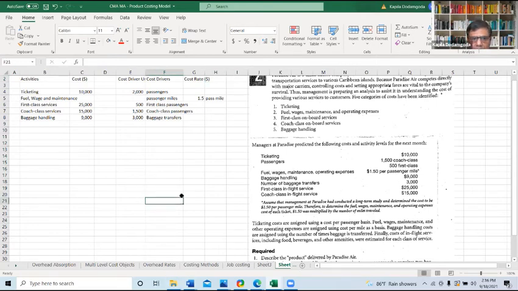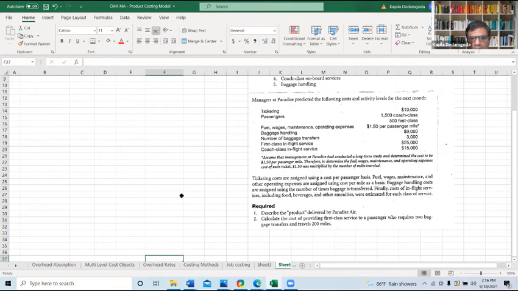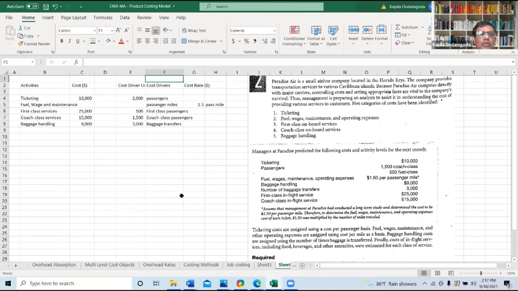Then having said that, now we can calculate the cost of providing first class service to a passenger who requires 2 baggage transfers and travels 200 miles. A passenger requiring 2 baggage transfers and traveling 200 miles is a first class passenger. So if that is the case, what do we have to do now? Tell me.